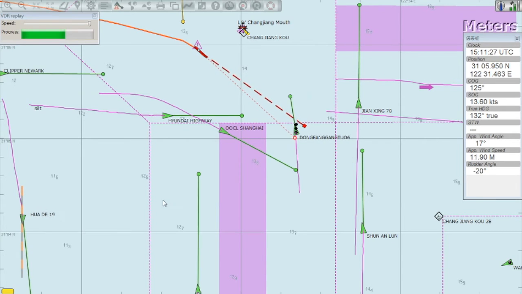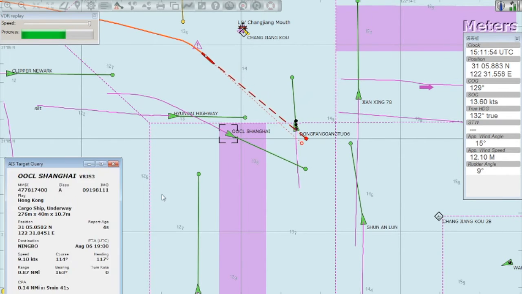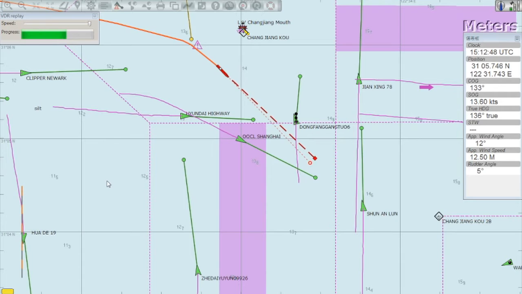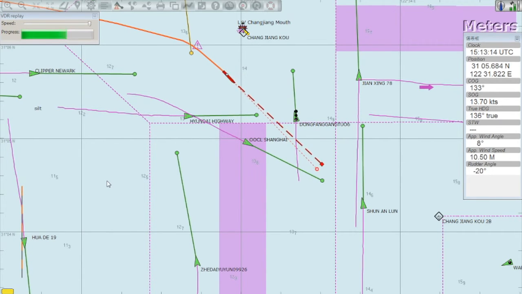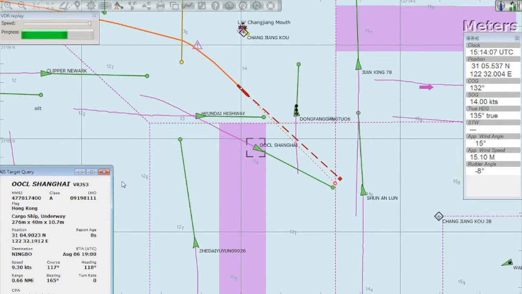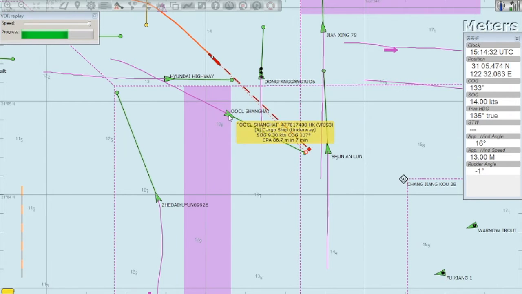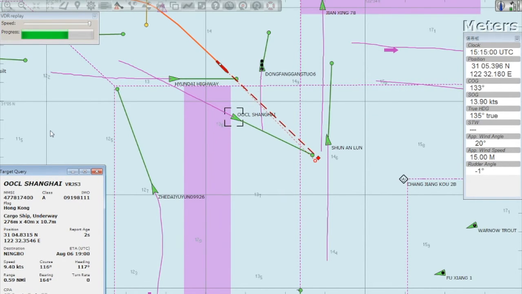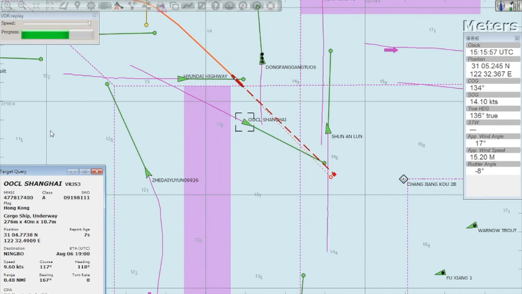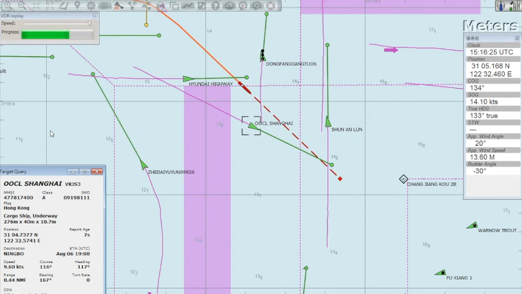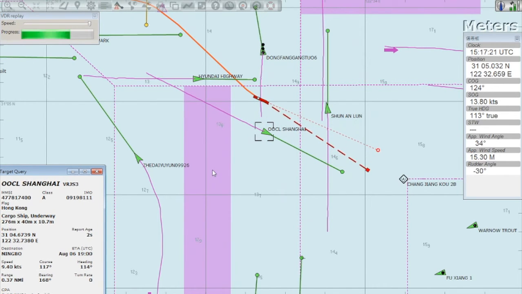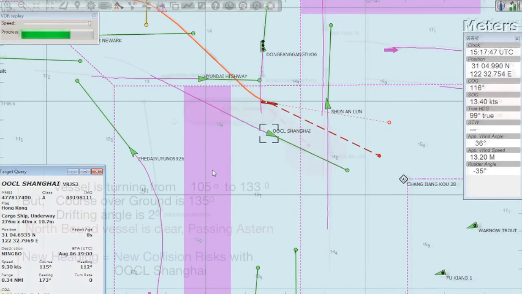Now the vessel is heading 132 degrees, already clear of the small vessel, passing its astern. But the trouble is another northbound vessel, Sun and Loon, is heading in our direction. But this is not really threatening. Our real trouble is the vessel Oriental Shanghai in our south direction. Now we can see the vessel is using hard port to make the turn.